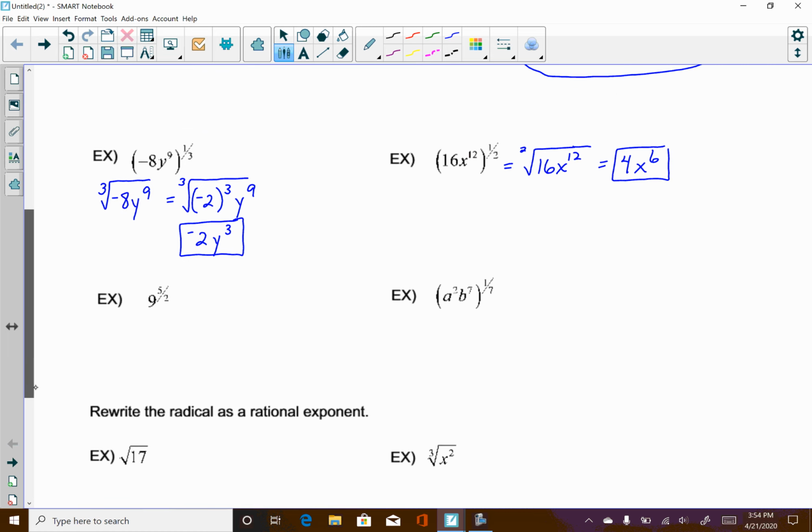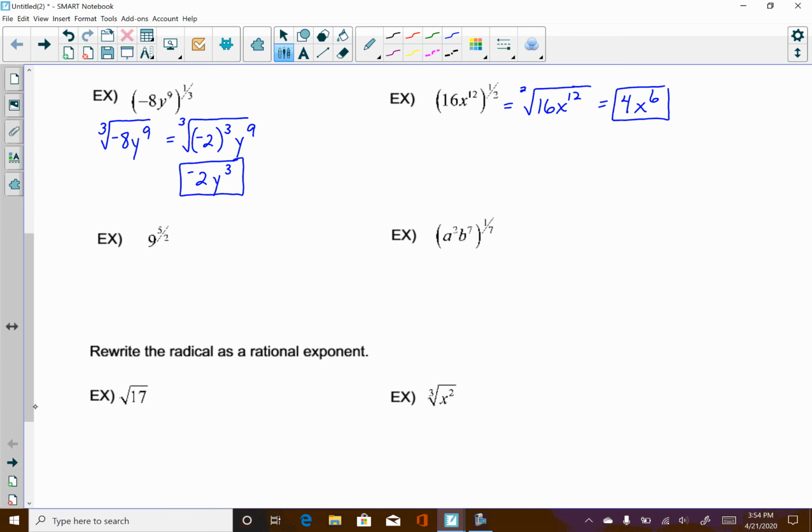All right, we'll move on down to the next row. 9 raised to the 5/2. So remember, the bottom number is your index, so that's the same as the square root of 9 to the 5th. All right, so inside there, I want to write this 9 to the 5th as multiples of 2. So hopefully you would agree that that's the same.